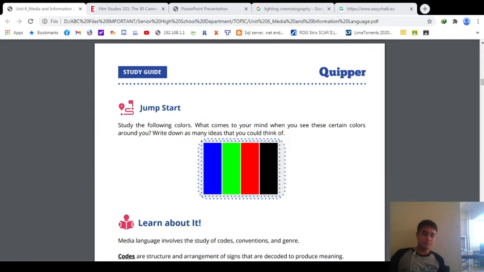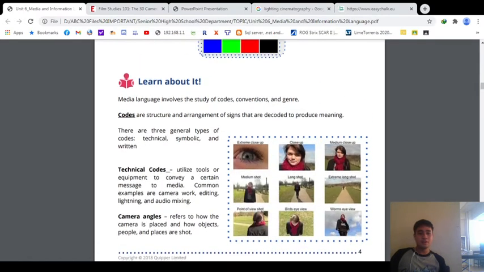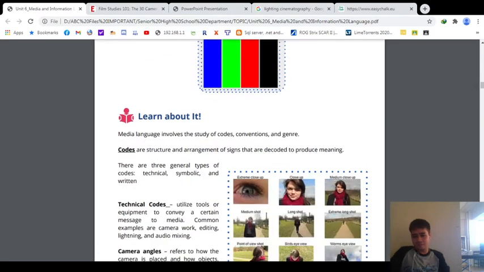Okay, using this as symbols or codes. So, media language involves the study of codes, conventions, and genres. Codes are structures and arrangements of signs that are decoded to produce meaning. Given a certain task, it is to be decoded by a particular person. So codes.